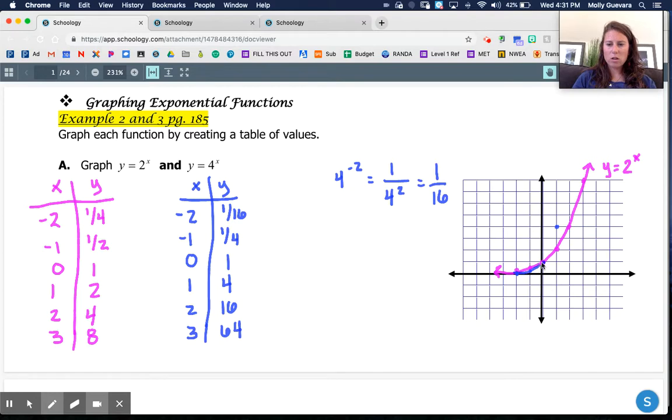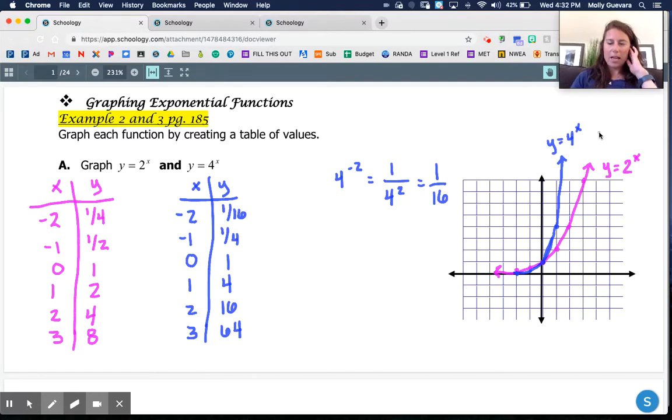So when I graph this, I need to make sure that it doesn't cross over this 2, because it doesn't hit 2 until like way up here at 16. So this is the equation y is equal to 4 to the x.